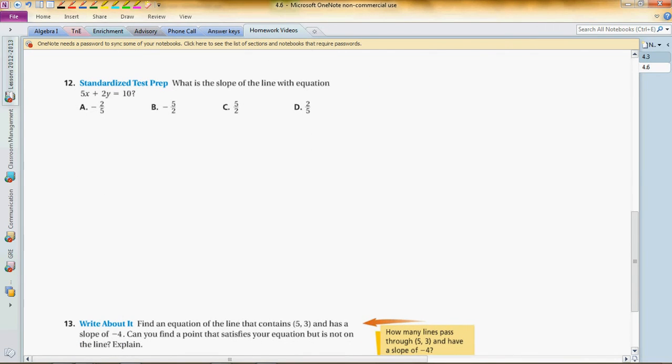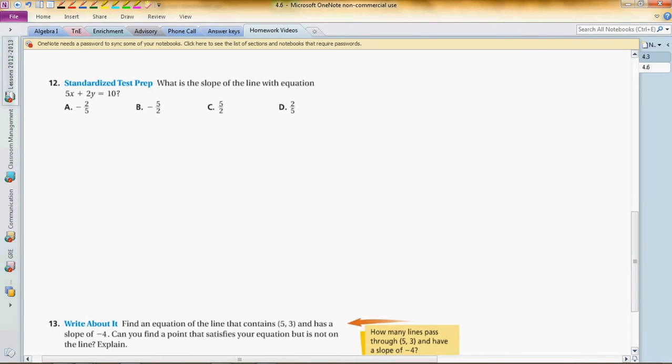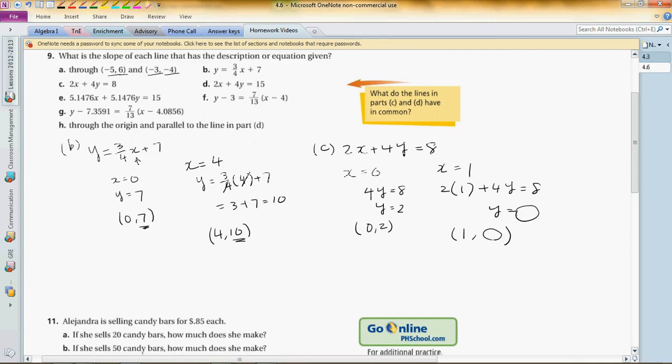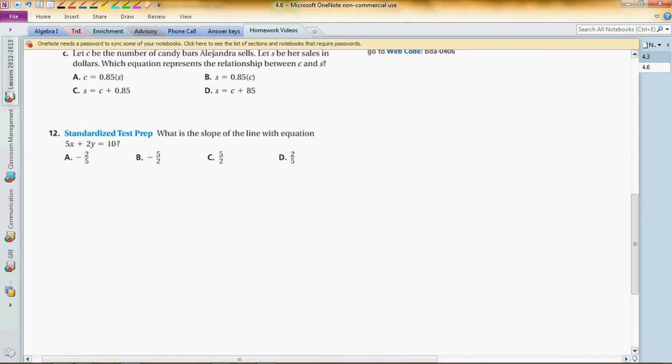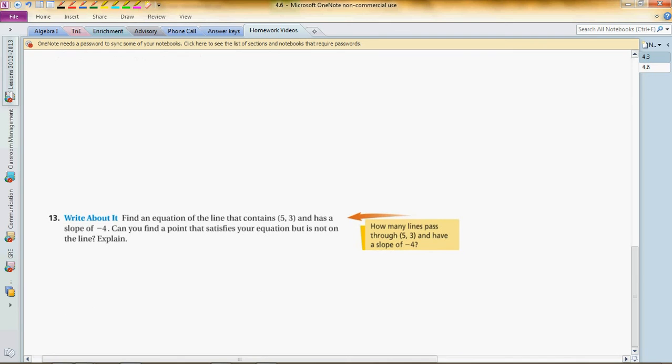Problem number 12, what's the slope of the line with the equation? You do the same thing I did for part B for number 9, and find 2 points and find the slope. Then you can easily solve this one. The final problem, find an equation of the line that contains 5, 3 and has a slope of -4. Can you find a point that satisfies each equation but is not on the line?